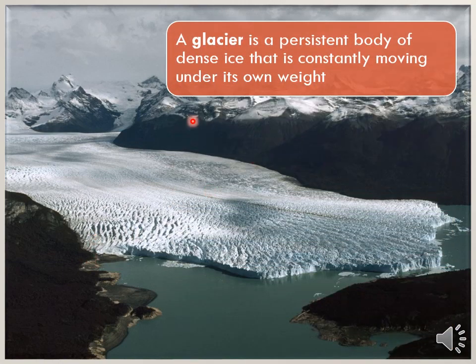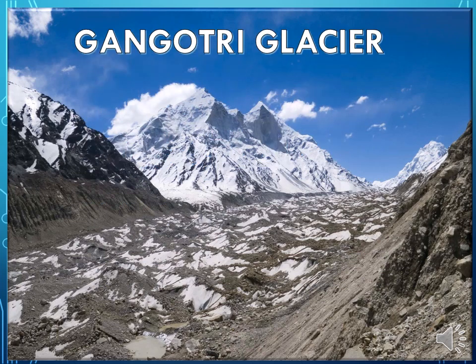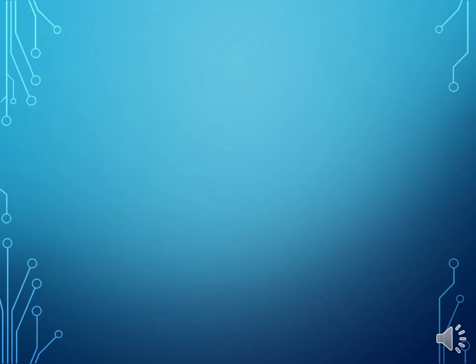Do you know what is a glacier? A glacier is a persistent body of dense ice that is constantly moving under its own weight. It's a snow coverage otherwise. Here you can see the picture of the Gangotri Glacier.